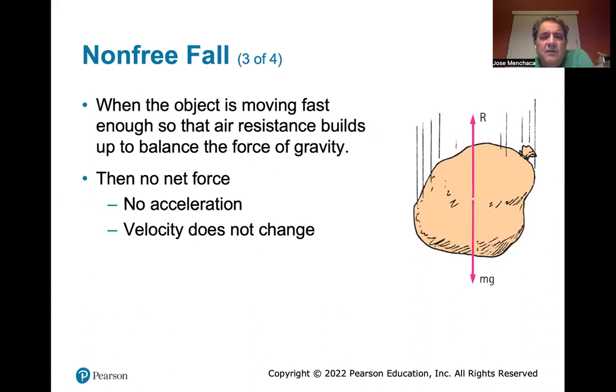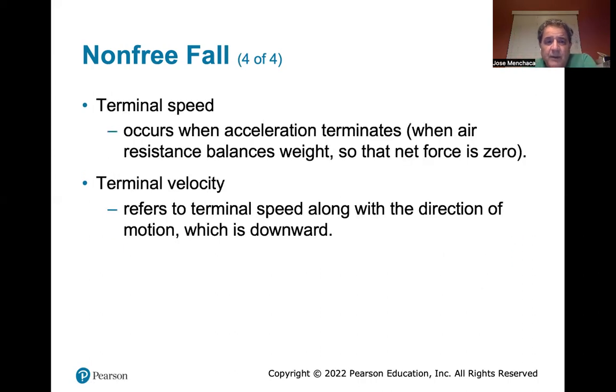Okay, when the object is moving fast enough so that the air resistance builds up to balance the force of gravity, then there's no net force. The downward gravitational force equals the resistance force, the big R here in the image. There's no acceleration. Velocity does not change. It reaches terminal velocity. Okay, terminal speed occurs when acceleration terminates, when air resistance balances weight so that the net force is zero. Terminal velocity refers to terminal speed along with the direction of motion, which is downward. Okay. Let's see.